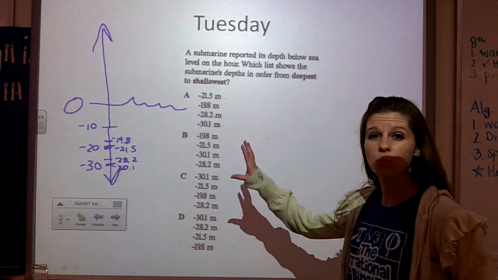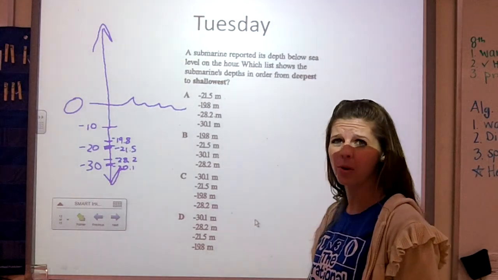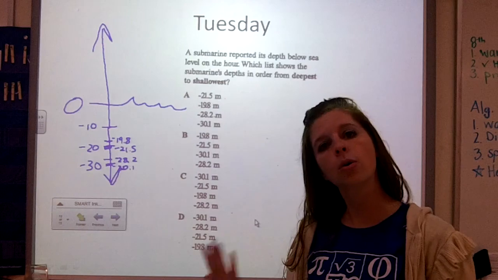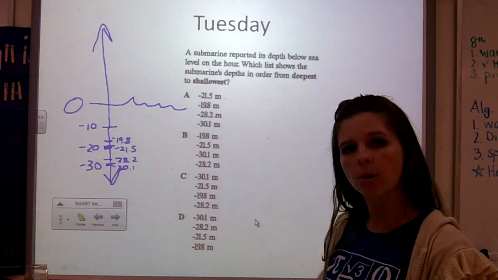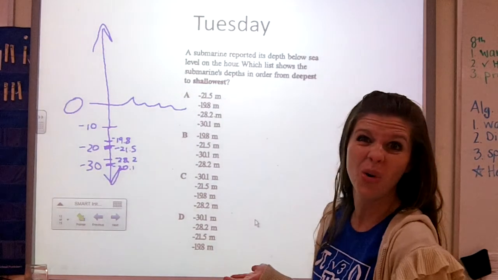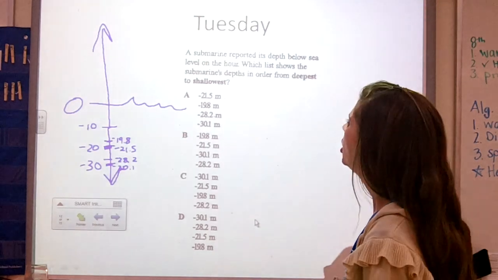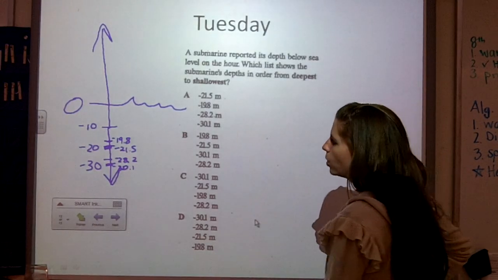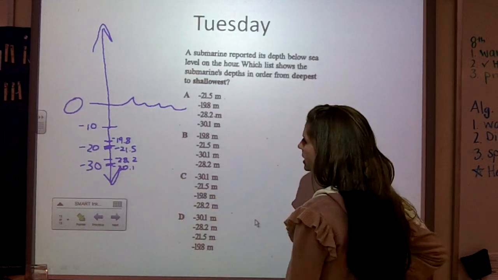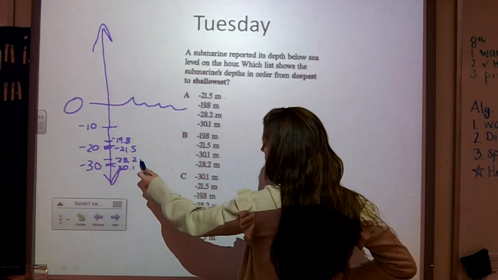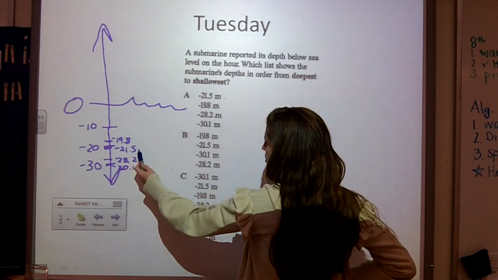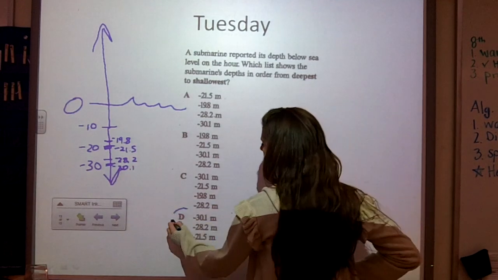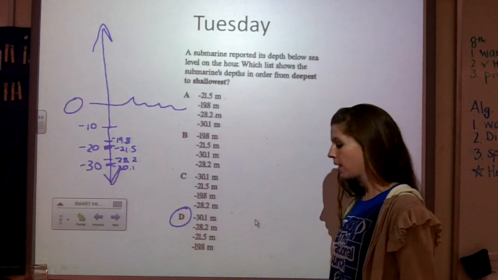I realize those are probably not to scale, meaning they're not perfect, but at least I'm using my number line to help me. Remember, that's something that we agreed to do on our warm-up, so use a number line and make sure everything is decimals. They're already all decimals. So now I need to go to my deepest and look from deepest to shallowest. Once we have the number line, this is really easy. I need 30.1, 28.2, 21.5, and then 19.8, all with negatives. That makes the correct answer D.